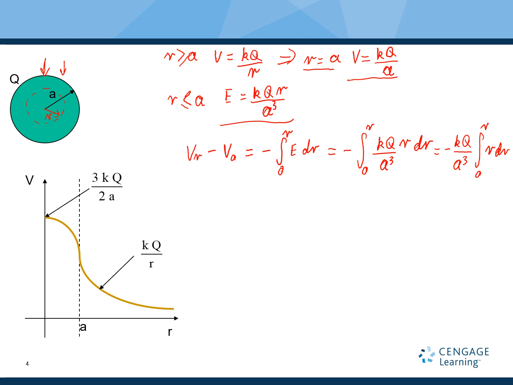The integral of r dr is just like the integral of x dx, which is x squared over 2. So now we get r squared over 2. So we obtain this result as minus kq over 2 a cubed. I'm sorry, let me just go ahead and erase this.